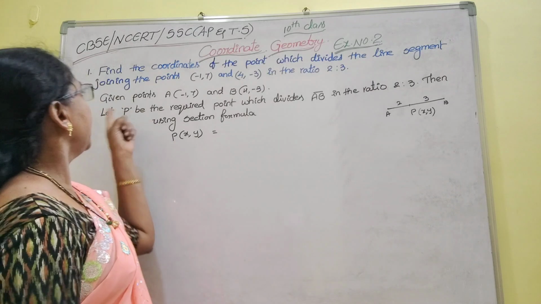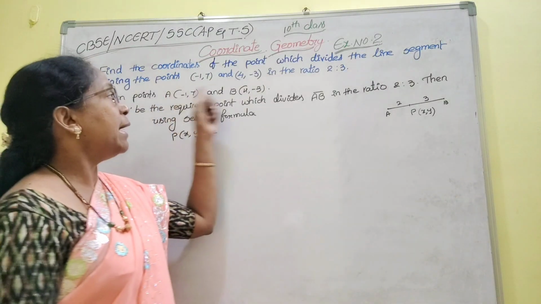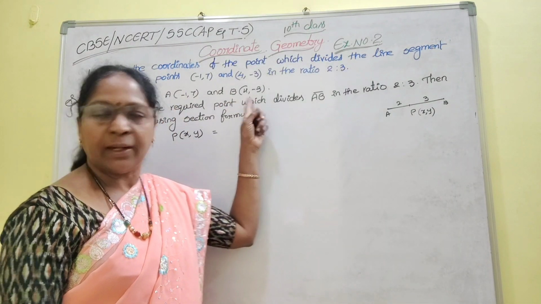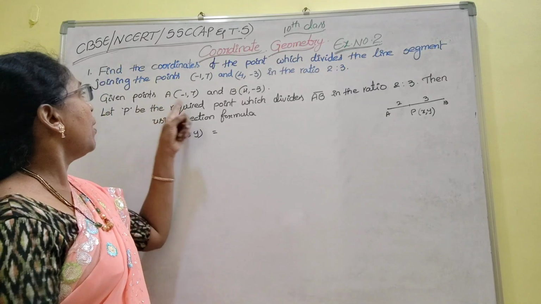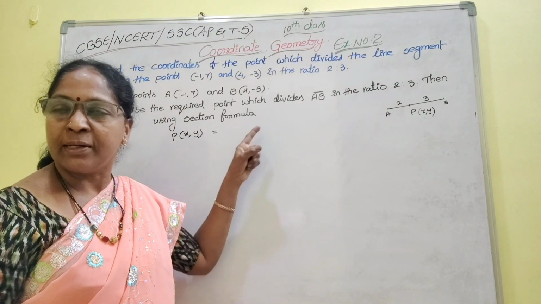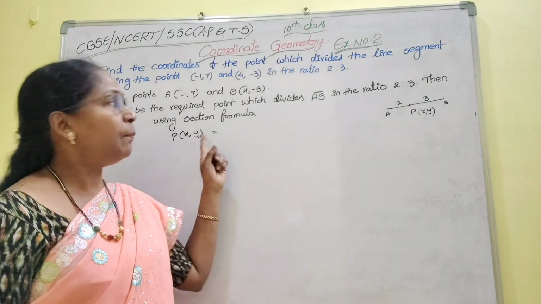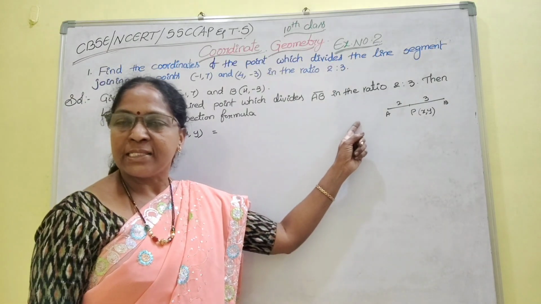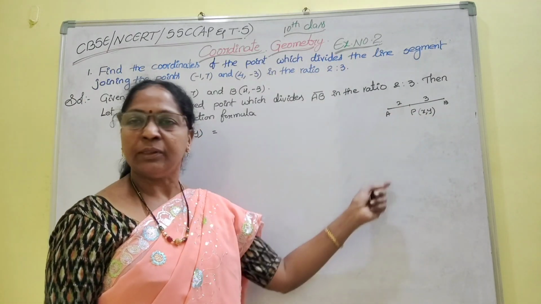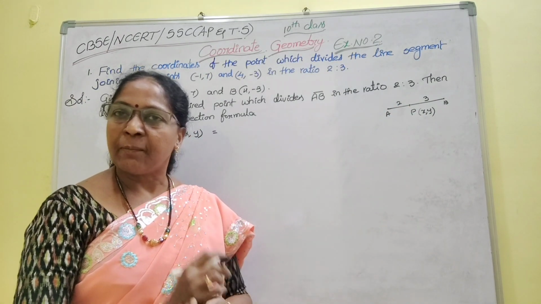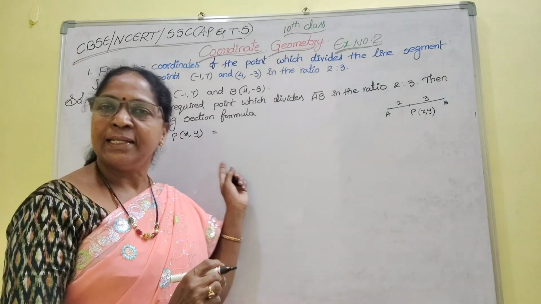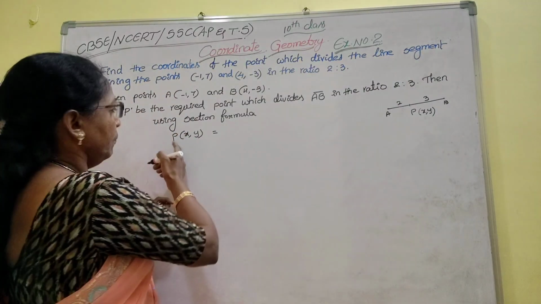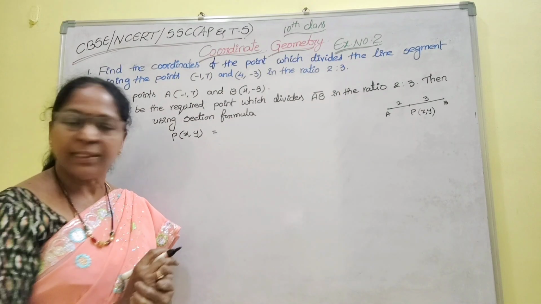Now, first write down the given data. Given points A and B. Next, let P be the required point, which divides the line segment AB in the ratio 2:3. Then which formula do we have to use? That is the section formula.